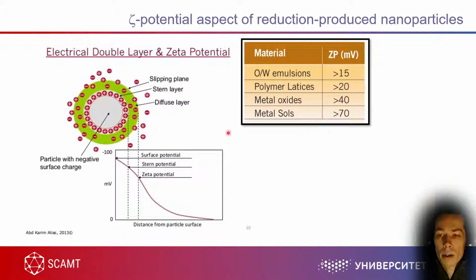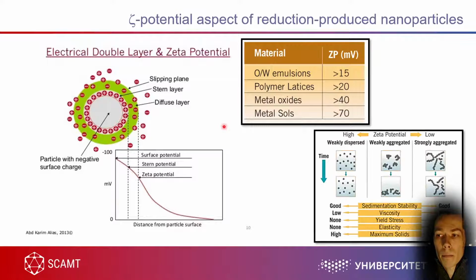Now, for polymers or emulsions, it can be a bit lower, but still it should be at least 20 to provide aggregational stability. But if we look at high or low zeta-potential, we are still talking about nanotoxicity, so we need to discuss how the zeta-potential can affect this toxicity. So if we have a high zeta-potential, the particles will definitely be well dispersed, so they will not sedimentate, they will stay in solution, and sedimentation stability will be very good. So the viscosity will be low, and most of the particles will remain in liquid in a separate state.